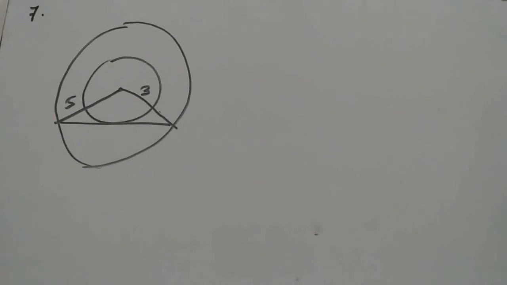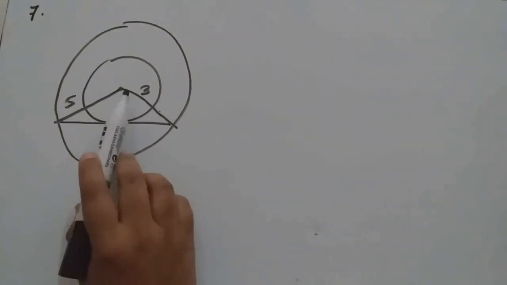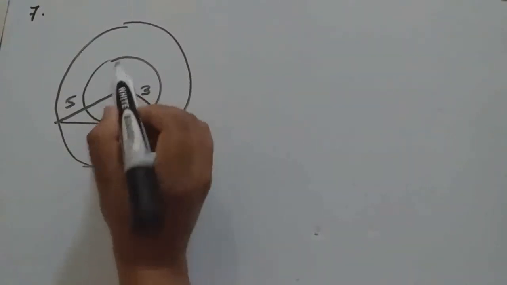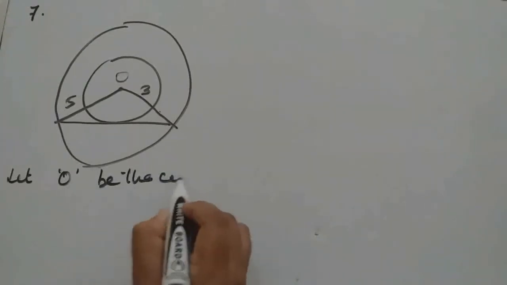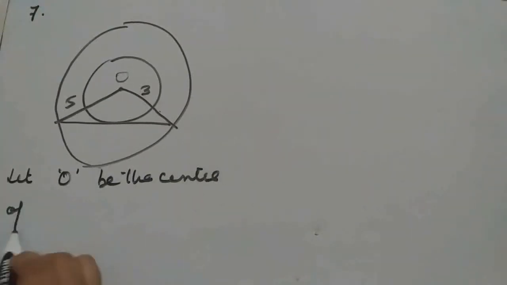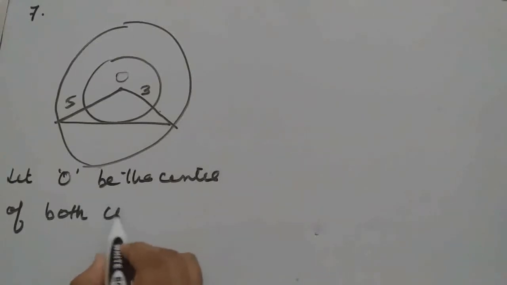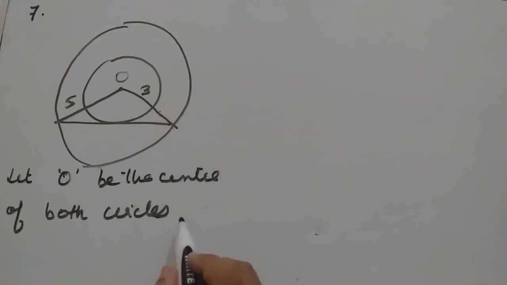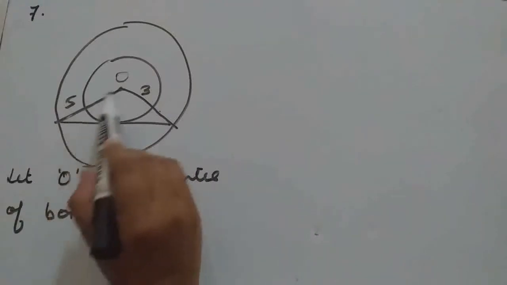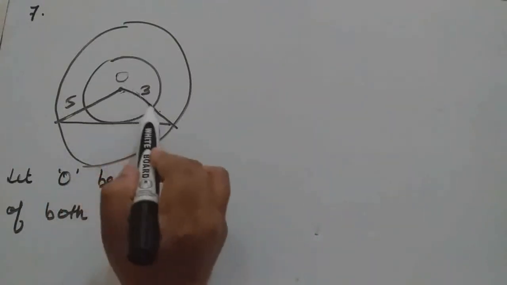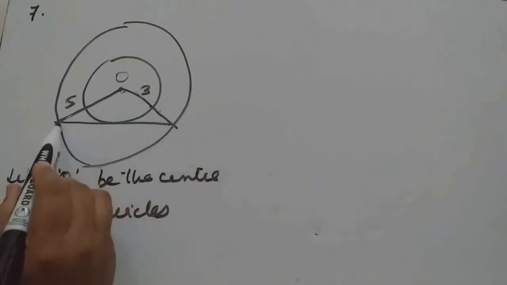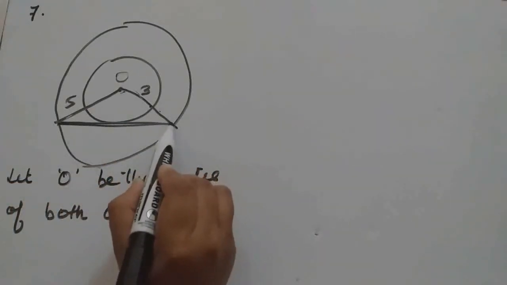Question number 7. Two concentric circles. Two concentric circles means they share the same center. Okay, so let O be the center of both circles. Then the radii: the bigger circle will have the bigger radius 5 and this one is 3. So find the length of the chord of the larger circle which touches the smaller circle.